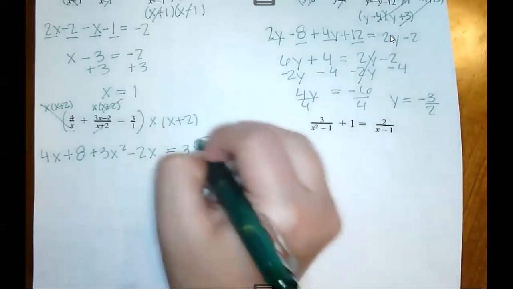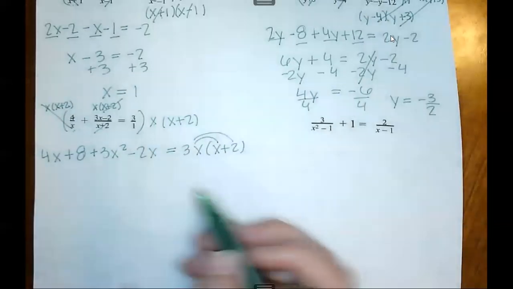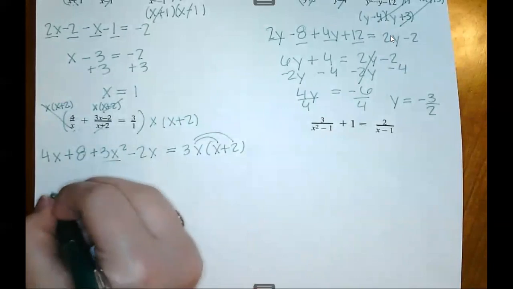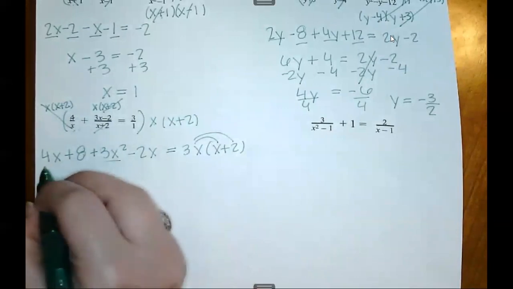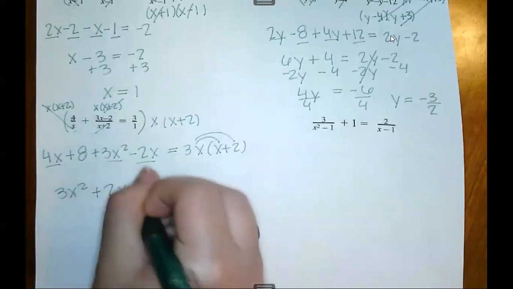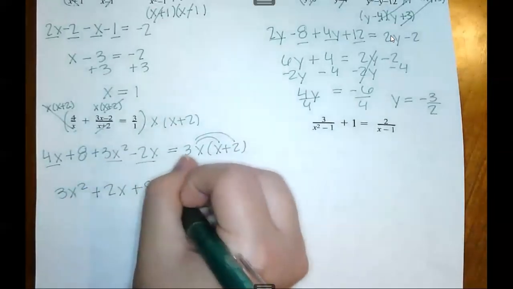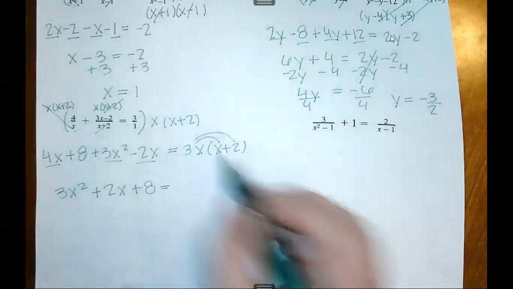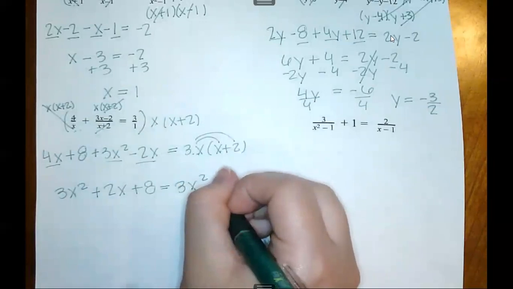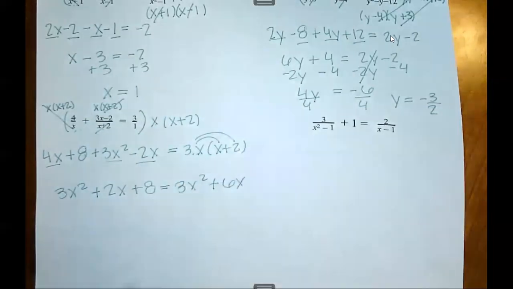Then I have to distribute the 3x in. While I'm at it, I'm going to go ahead and combine any like terms over here. I just have a 3x squared. Then I have a 4x and a negative 2x, which give me positive 2x plus 8, is equal to 3x times x would be 3x squared, and 3x times 2 would be positive 6x.